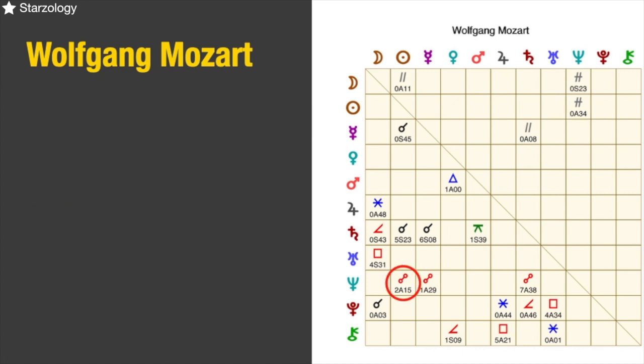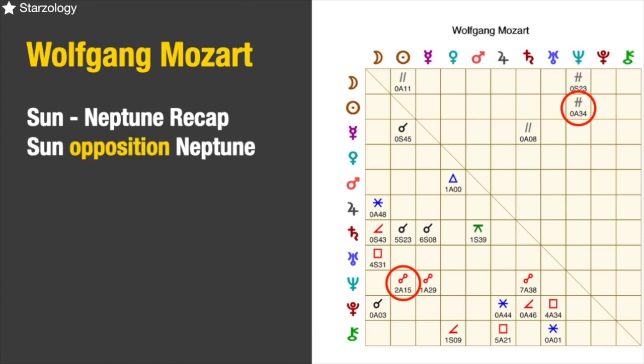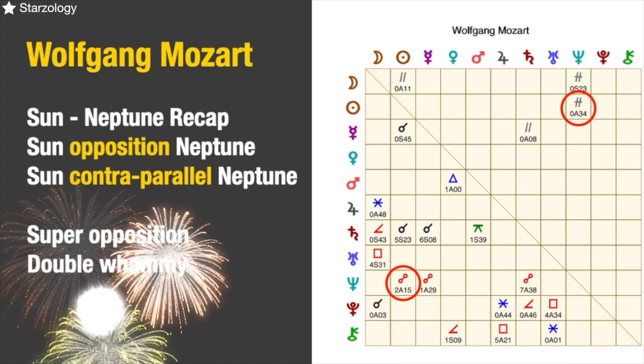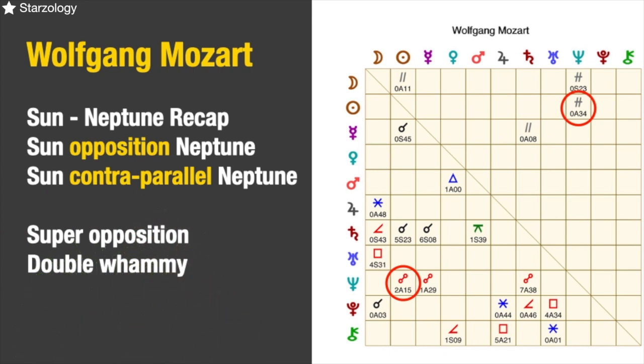So let's just do a bit of a recap here. The Sun-Neptune recap. So he's got the opposition and the contra-parallel. Sun opposition Neptune, Sun contra-parallel Neptune, which creates this to be a super opposition in his chart, what I love to call a double whammy. This makes it a really important aspect for him. So it's standing head and shoulders above any other opposition in his chart.